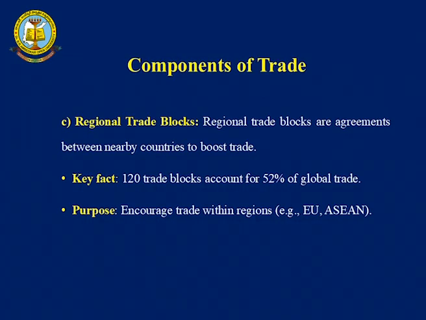And the third one is regional trade blocks. Regional trade blocks are agreements between nearby countries to boost trade. The key fact is that there are nearly 120 trade blocks, which account for 52% of the global trade. So, what is the purpose of a regional trade block? It will encourage trade within the region.